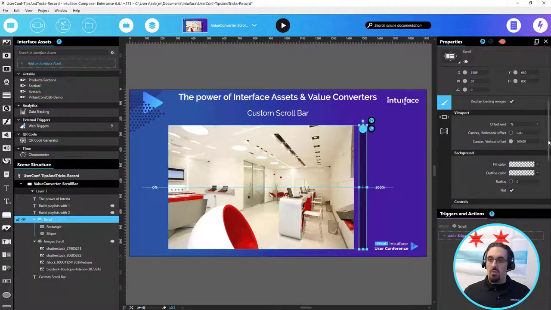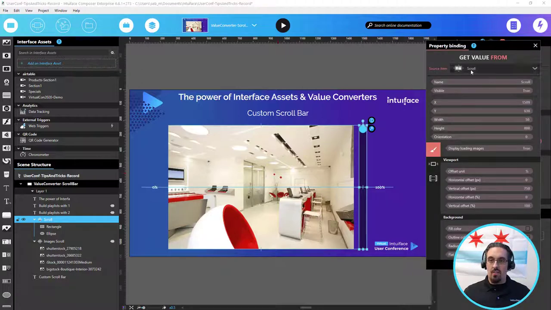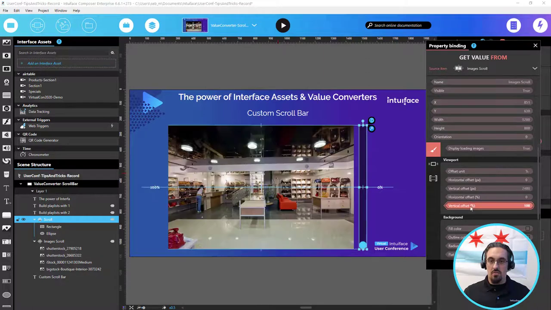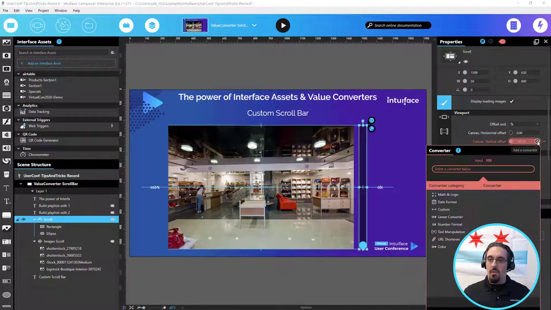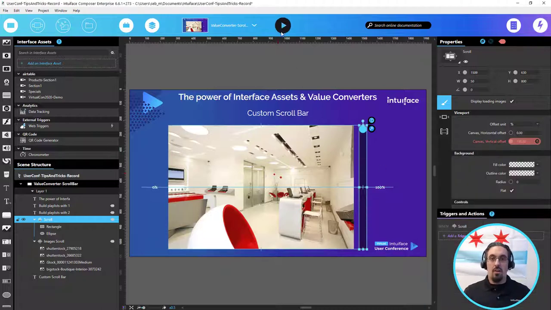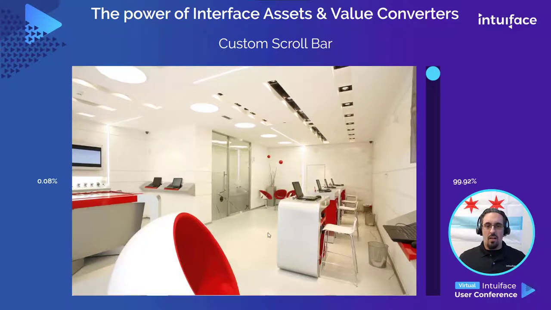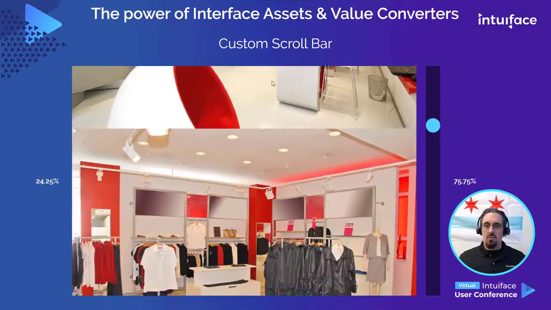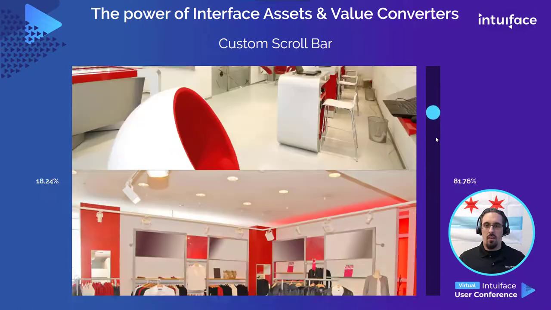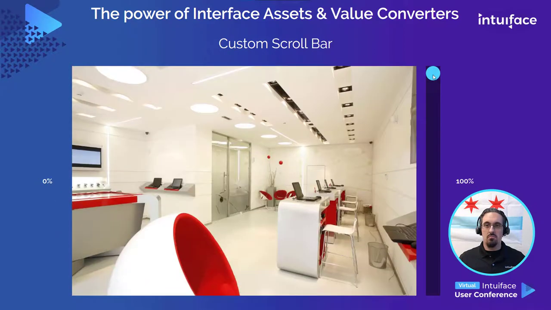If you do the same thing on the other side, so the scroll bar now becomes bound to the scroll collection with the same converter, so 100% minus the input of the other collection, you should be good. Let's test that. If I scroll the main collection, my scroll bar moves along. If I move my blue handle here, the scroll moves along. We're good.